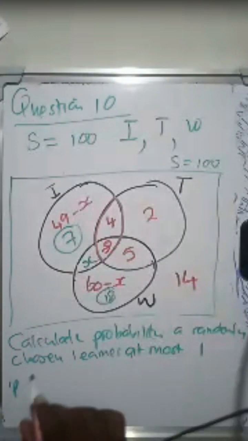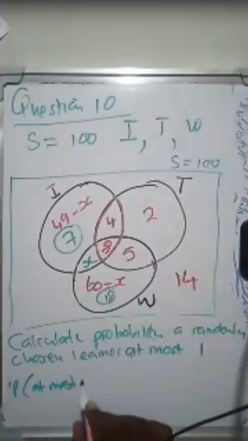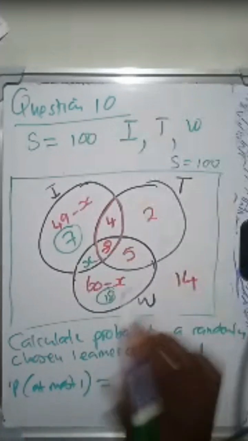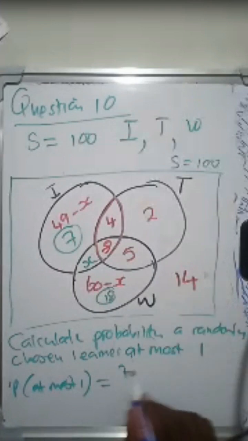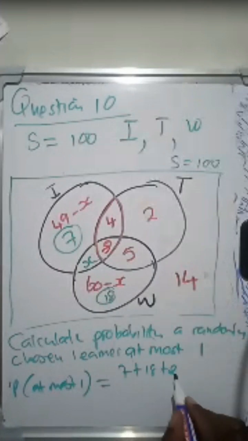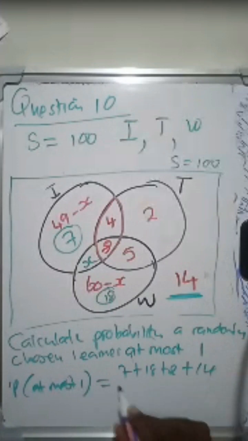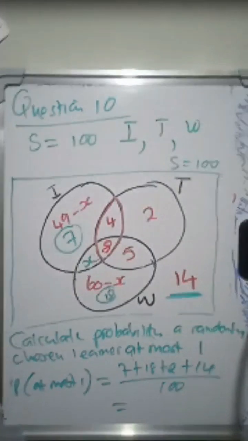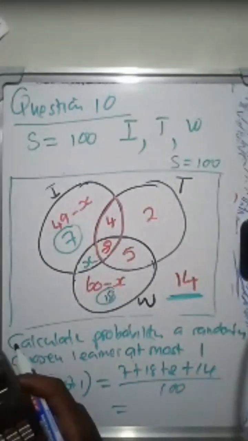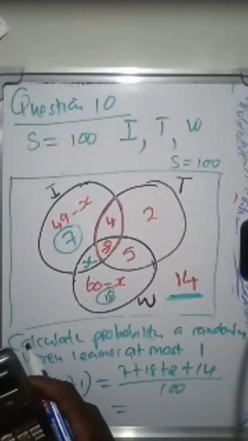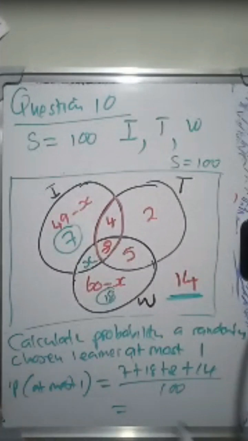So probability at most 1 is equals to, right, how many are using 1? We have 7 plus 18 plus 2. And remember, at most it's 1 and less. So you have to include what? The 14. We are using 0 over the sample space, which is 100. So that is going to be 7 plus 18 plus 2 plus 14. That is 41 over 100. That is at most 1.